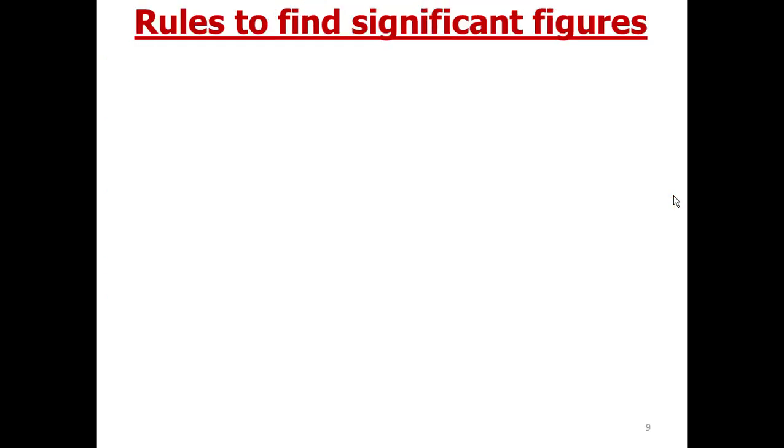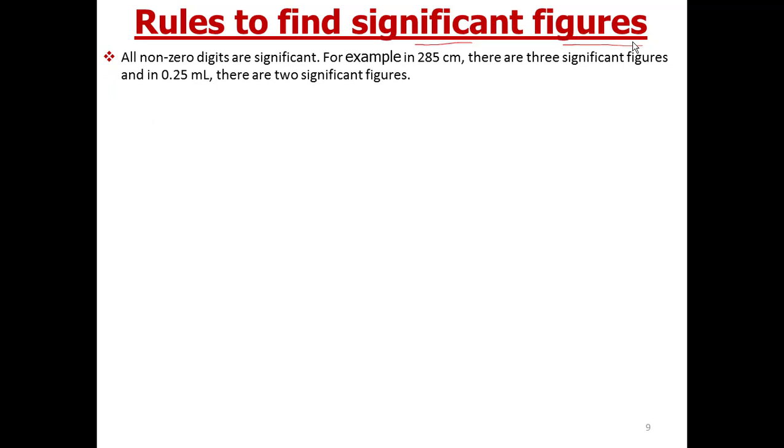Now this is very important: how to find the significant figures. There are some rules to determine significant figures. Please listen very carefully. The first rule is that all non-zero digits are significant. Suppose we have 285 centimeter, then all these 3 digits are non-zero, so it has 3 significant figures. Similarly 0.25, here we have 2 non-zero digits, 2 and 5, so it has 2 significant figures.